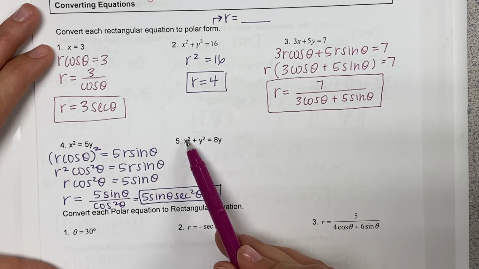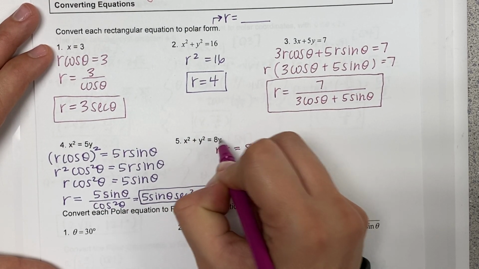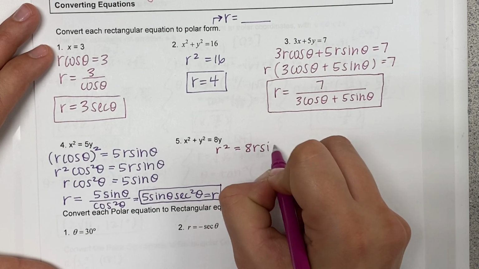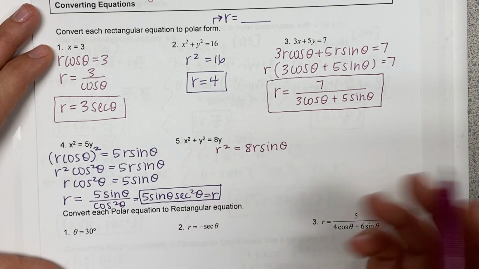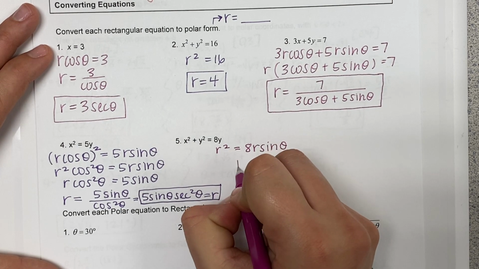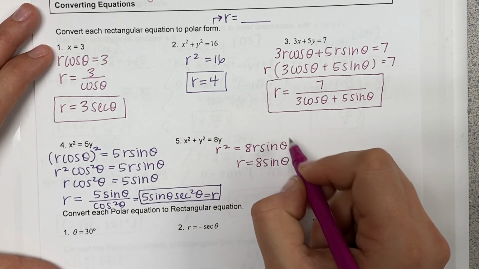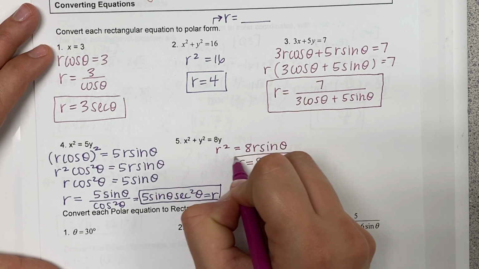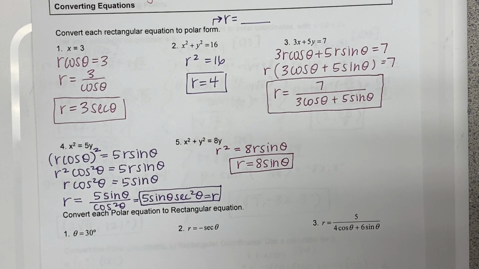Okay, so we got x squared and y squared, which we know is r squared. And then y we know is r sine theta. So again, both sides have r, so let's just divide both sides by r. And we did it. Yay! Okay, so that was rectangular to polar.